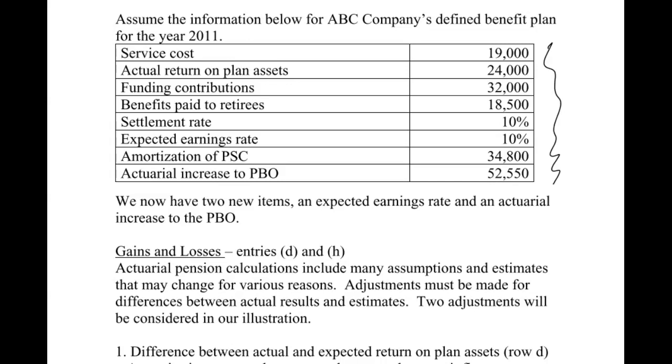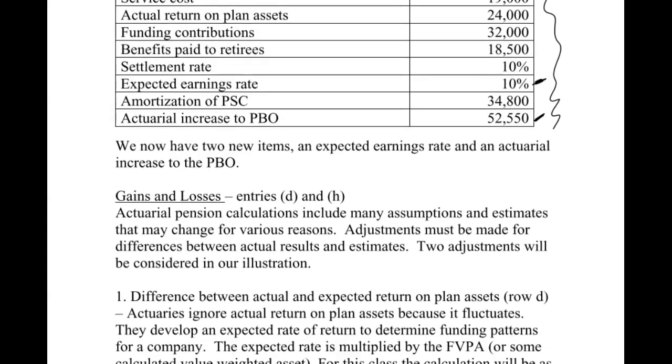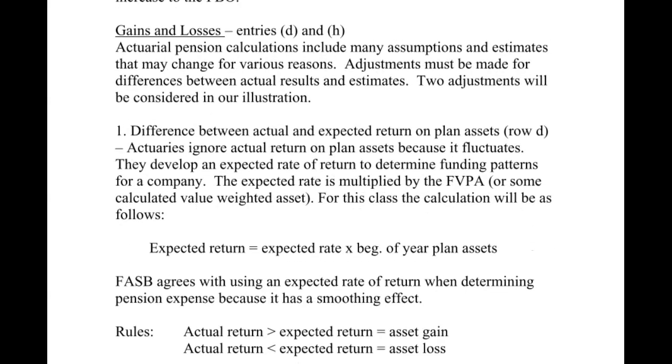All right, so we have all of our numbers here, and if you look through, we have two new things. We have this expected earnings rate, and then we have this actual increase to the PBO. So we'll talk about how we're going to use those. Everything else we've dealt with, so I won't get into those. All right, so let's go through our different gains and losses. Anytime you see the entries D and H, it's talking about the rows on the worksheet, which will be in the next video.